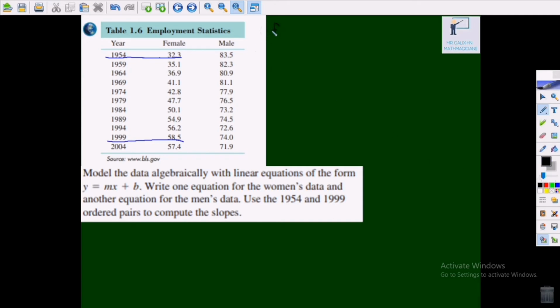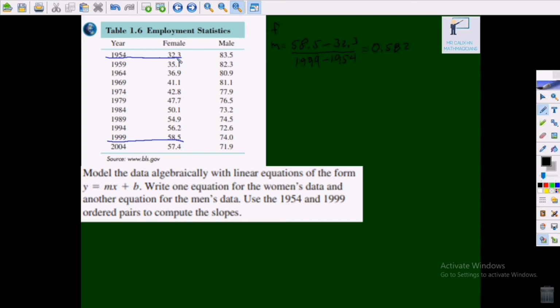So we will do the female first. And rise over run would be, this is my x value, this is my y value. x1, y1, x2, y2. So the rise over run would be 58.5 minus 32.3 over 1999 minus 1954. If you evaluate this, you can use your calculator to solve this. It will tell you that it's 0.582. That is your slope.